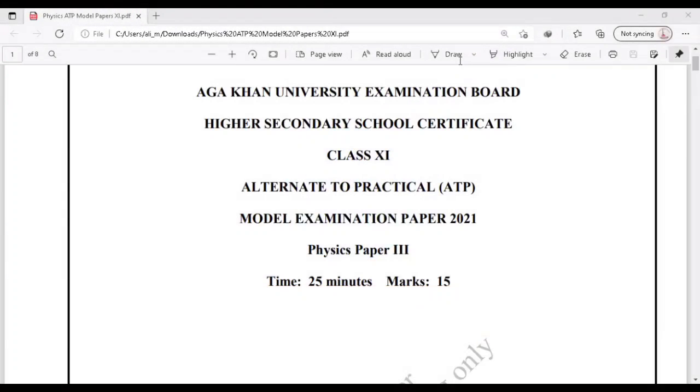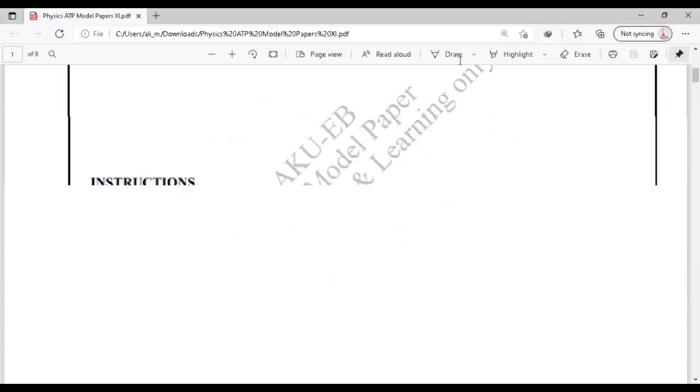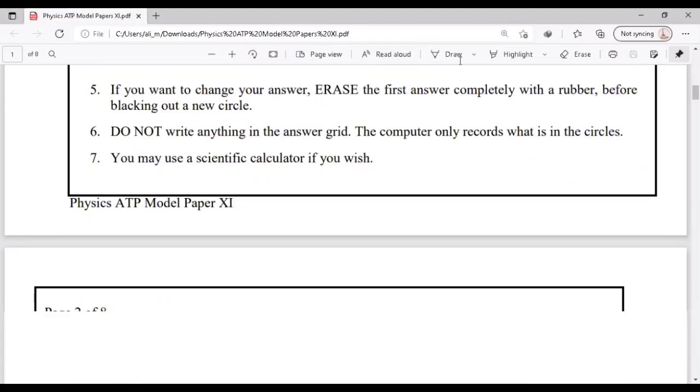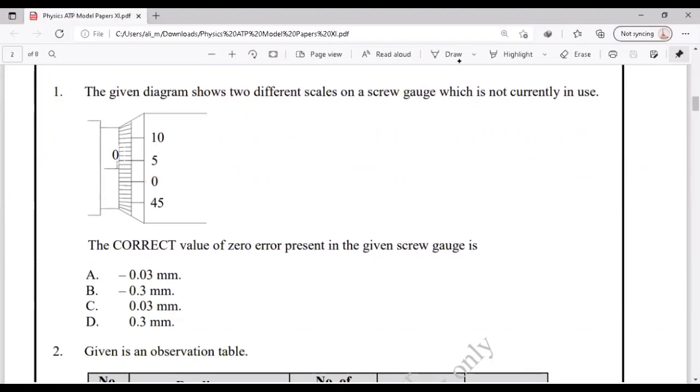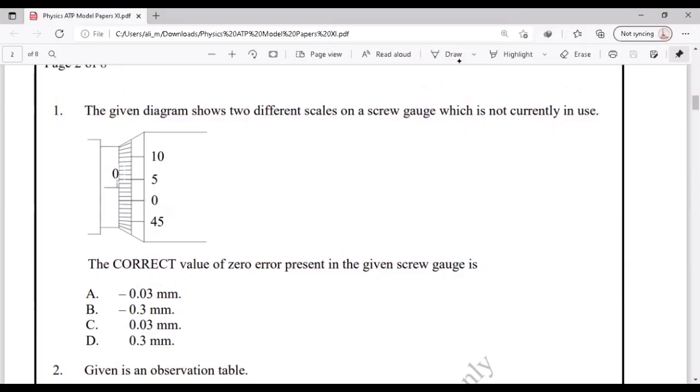Today in this video lecture, we are going to solve a Khan University Examination Board Class 11th Alternate to Practical ATP Model Examination Paper Physics 2021. So let's come to our first question of this paper. So here we have our first question.